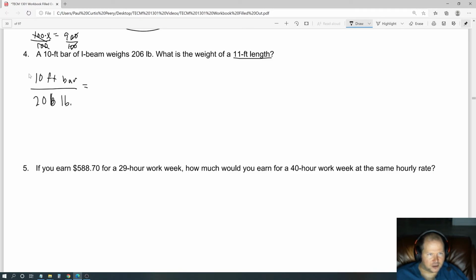Well, where's that going to go? It's going to go on top, right? So it's 11 foot, and that's also a bar. They didn't say that, but we know it's a bar. And the part we don't know is down there, right? So this is what is the weight? Well, the weight's going to be this pound here, right? The unknown pounds. Okay, cool. So we set it up.